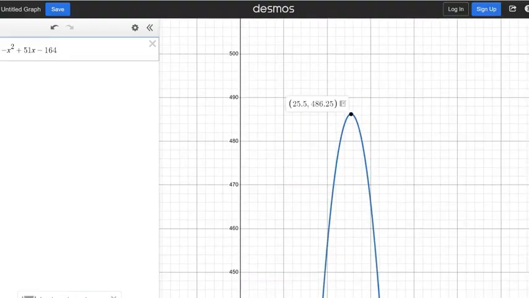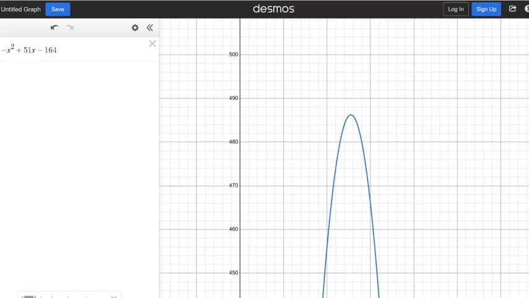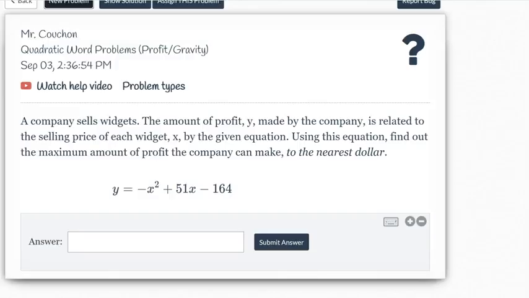point, which is going to be right there. So that tells me 25.5 would be the price for each widget, and 486.25 would give us the maximum profit. It wants to know the maximum profit, so it's going to be 486.25 to the nearest dollar. So that's $486, if they'll allow me to put the dollar sign in there. 486.